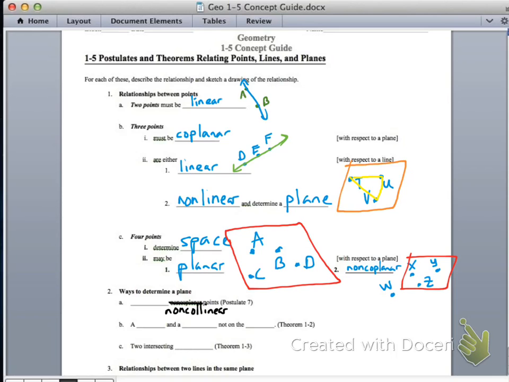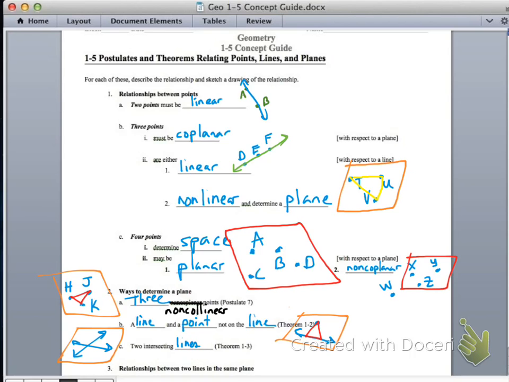Ways to determine a plane. This is ways you can create a plane. You can have 3 non-collinear points. This is the exact same thing as we had up there earlier, but now we're just saying there are only 3 ways that you can possibly have a plane. 3 non-collinear points, there's the triangle that we've been talking about. If you have a line and a point not on the line, so a line and some other point, that creates a plane as well.